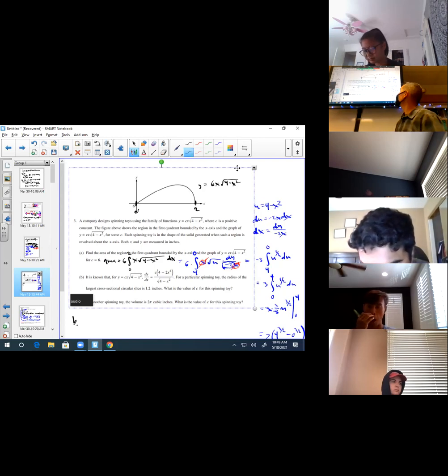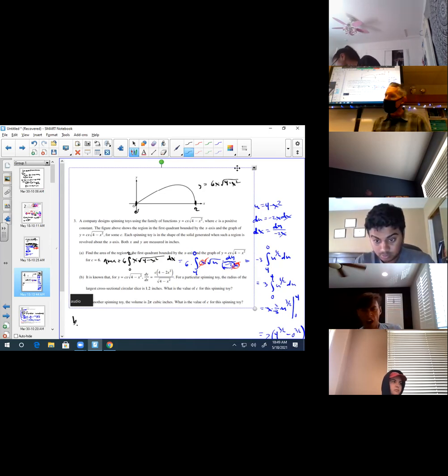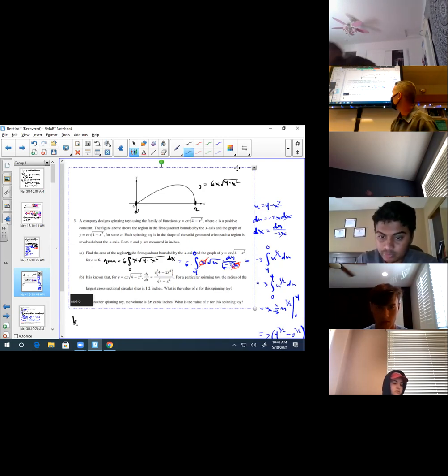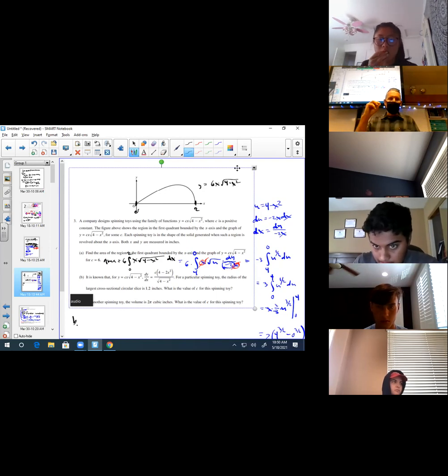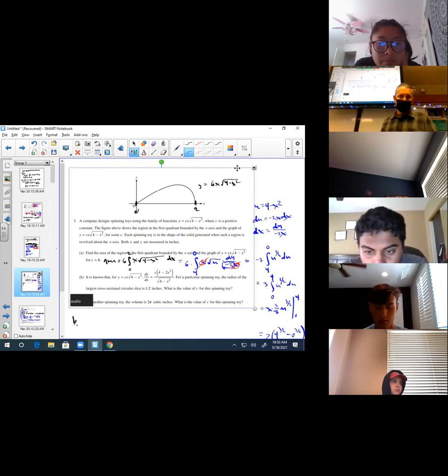Where is the largest slice going to occur, guys? At the maximum of this function y. But look what they give us in part B. dy/dx equals c times the quantity 4 minus 2x squared, all over the square root of 4 minus x squared. What am I going to do with that information in order to find information about the largest cross-sectional circular disc?